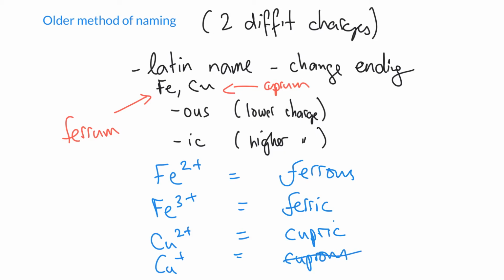Sorry, that's terribly untidy. So, cuprous. Those are the 4 ions. And if you're like, oh, that really stinks, well, those are the only 4 you have to know, and they come up all the time.